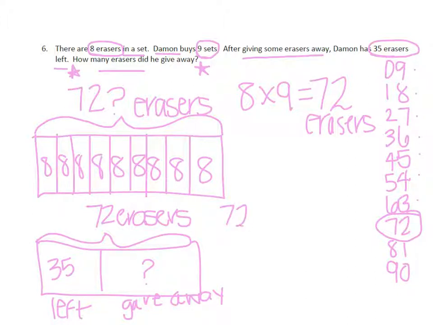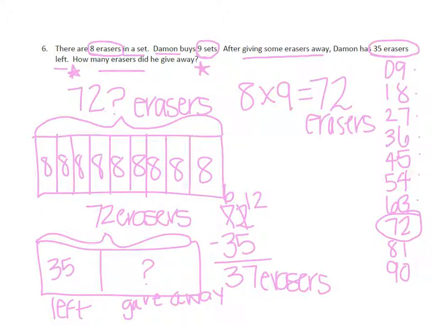So I'm going to have to subtract 72 minus 35 to find that difference. I can't do 2 minus 5, so I have to borrow from the 7, which becomes a 6. I'm going to bring back a 10 to the 2 I already have, so now I have 12. 12 minus 5 is 7. 6 minus 3 is 3. So he has 37 erasers that he gave away. So now I need to write this as a statement. He gave away 37 erasers.